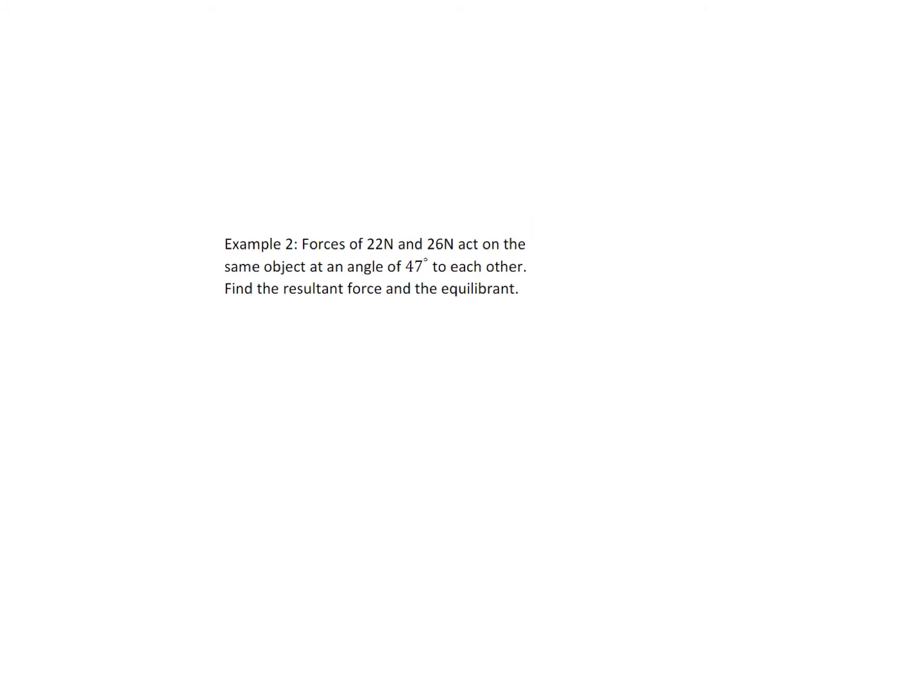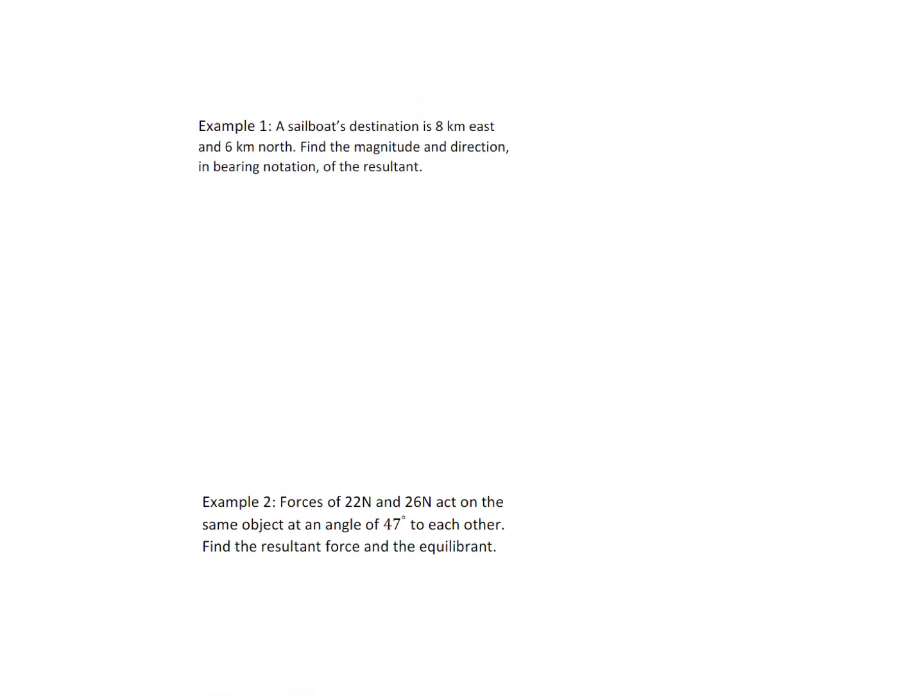All right, so here we have forces of 22 newtons and 26 newtons acting on the same object. Oh, no, that's number 2. Let's do number 1. We have a sailboat going east 8 kilometers, and then going north 6 kilometers. So let's draw a diagram. We're going to go east 8 kilometers, and then after that we're going to go north. That would be at a right angle because it is north. And we want to find the magnitude and direction of the resultant.